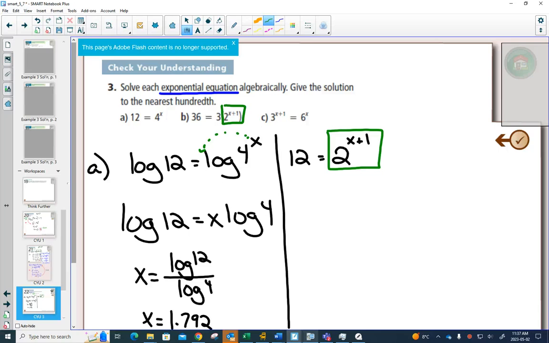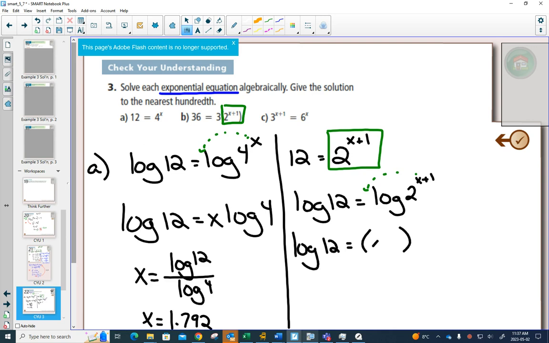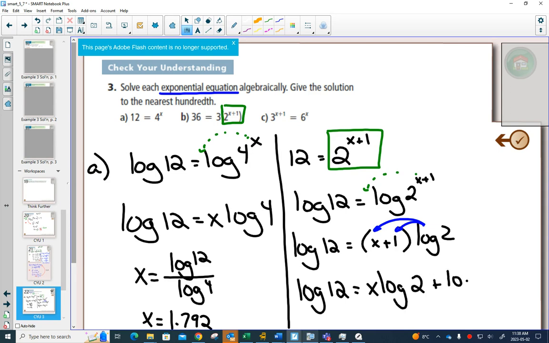It's an exponential equation. 12 is not on your powers chart. It is a calculator question. So we're going to take the log of both sides and have log of 12 equals log of 2 to the x plus 1, which your log law would allow you to bring that x plus 1 out in front. And since it's more than one thing, we have to put it in brackets, because this log 2 is going to distribute and multiply both of those. Once I distribute that log 2, I'm going to get log of 12 equals x log 2 plus log 2.